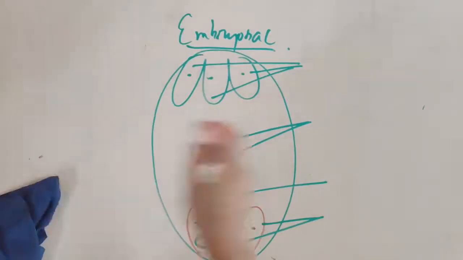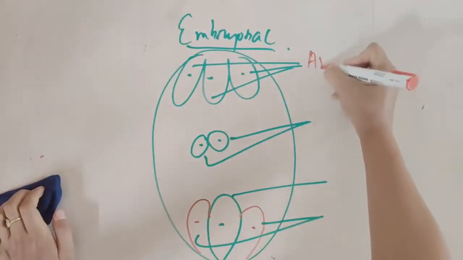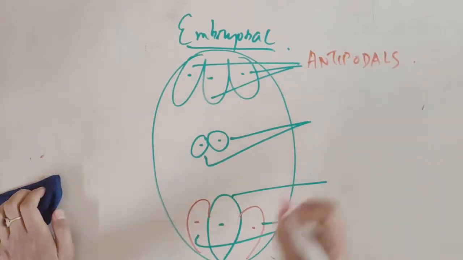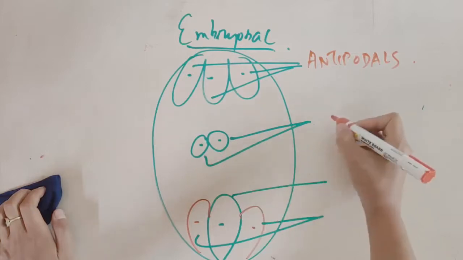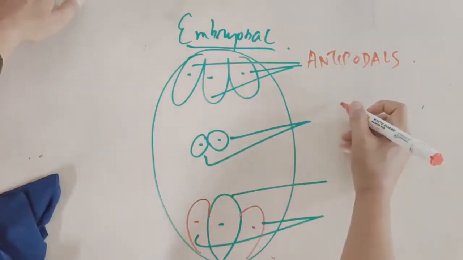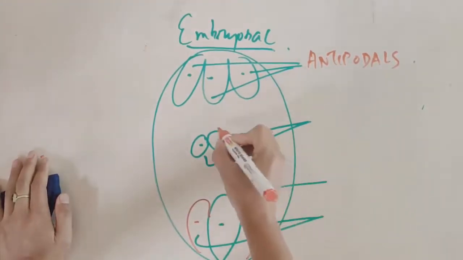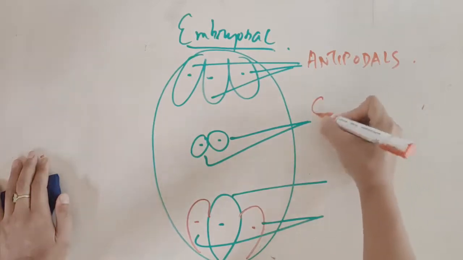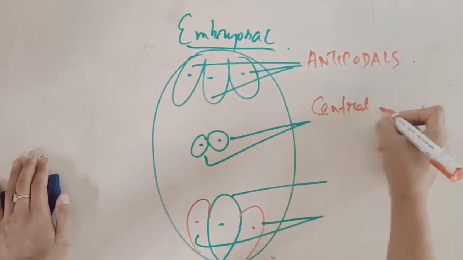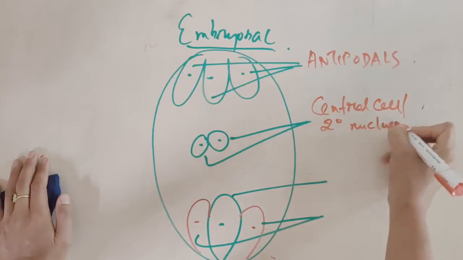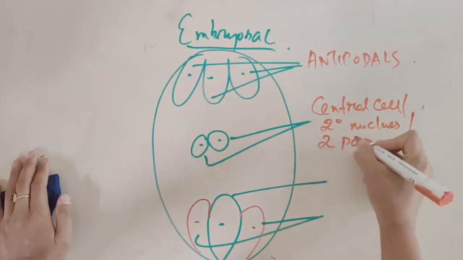We call it antipodals. There is a large central cell, right? So we can call it central cell or secondary nucleus or two polar nuclei.